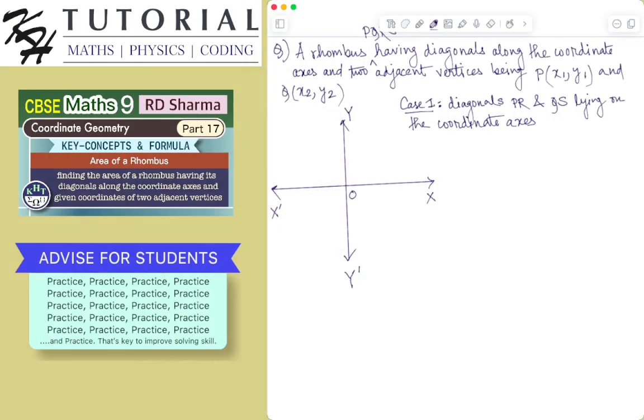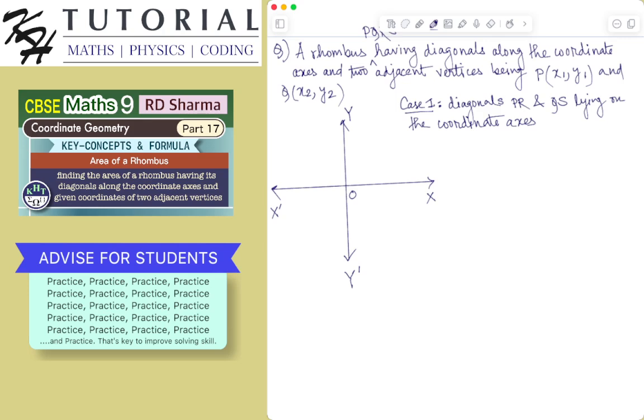Okay, so we are given a rhombus. We have to find the area of a rhombus where the diagonals of the rhombus will be along the coordinate axis, which means it will be parallel to the coordinate axis. Now we know that the diagonals of a rhombus bisect each other at right angles.